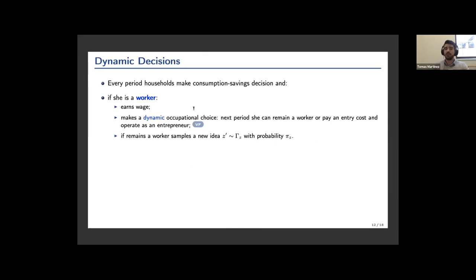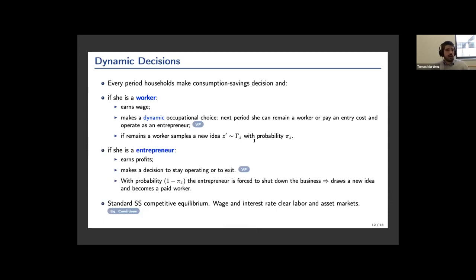Now, the other part of the model is relatively standard. The dynamic part of the model is just a household that makes consumption-savings decisions. If she's a worker, she's going to earn a wage and make a dynamic occupational choice, so next period she can remain a worker or pay an entry cost to operate as an entrepreneur. Eventually, they are subject to idiosyncratic shocks, right? With certain probabilities, they can resample that productivity. If she's an entrepreneur, this household is going to earn the profits of that maximization problem that I showed before, and can make a decision of operating or exit.